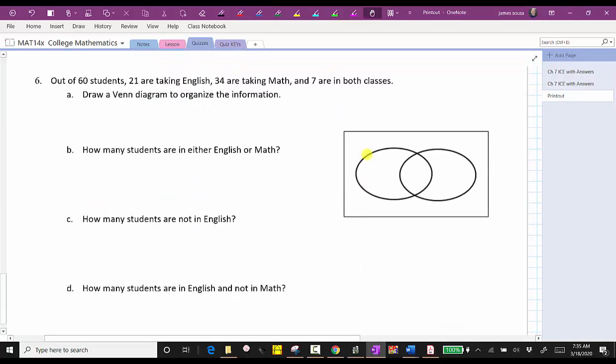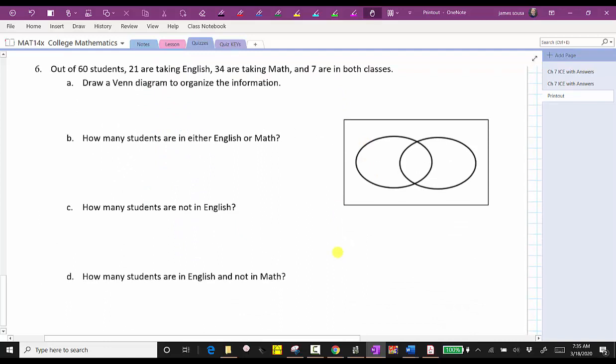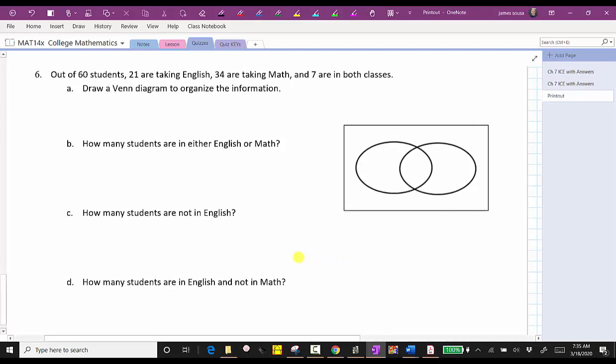Okay, so for the last example, out of 60 students, 21 are taking English, 34 are taking math, and 7 are in both. Let's begin by organizing the information in a Venn diagram. So we have 2 subjects. Let's call this first set English and the second set math. We're going to start with the last information that 7 are taking both classes, which means there's a 7 in the intersection of the 2 sets here.